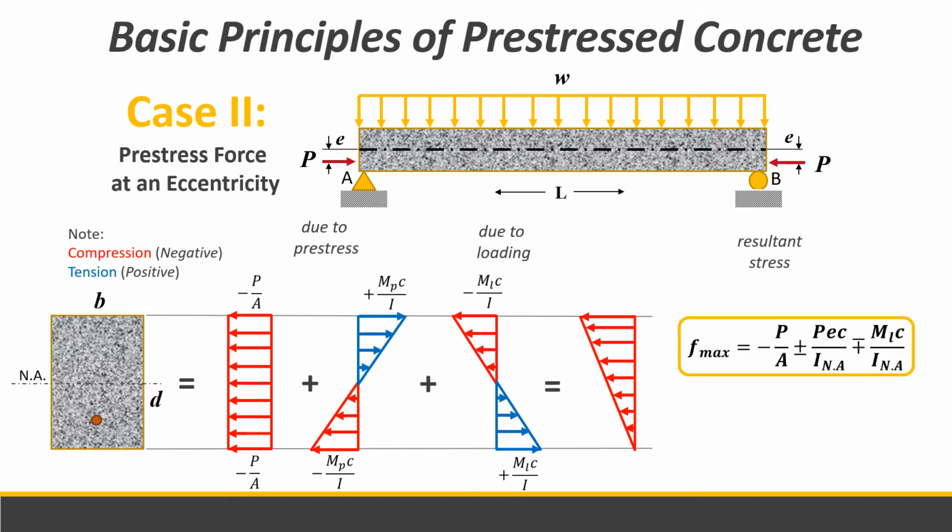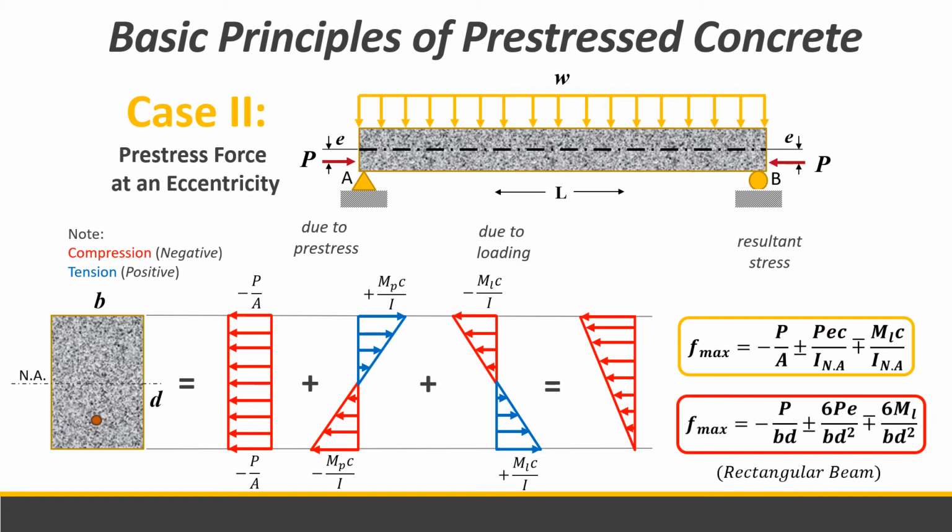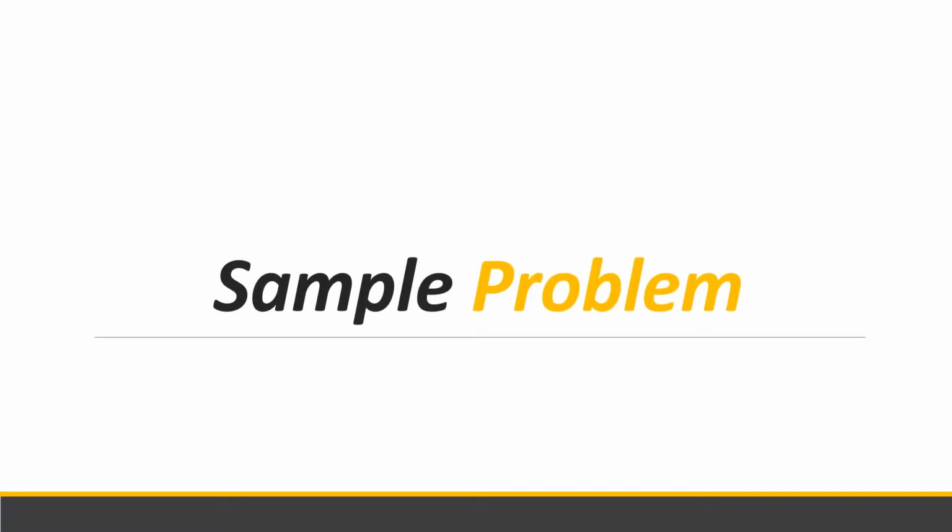So in the case of a rectangular beam, we can directly substitute the properties of a rectangular beam: the area, the c, which is d over 2, and the inertia. So this will be the formula for the case of a rectangular beam. Okay, so let's solve some sample problems.